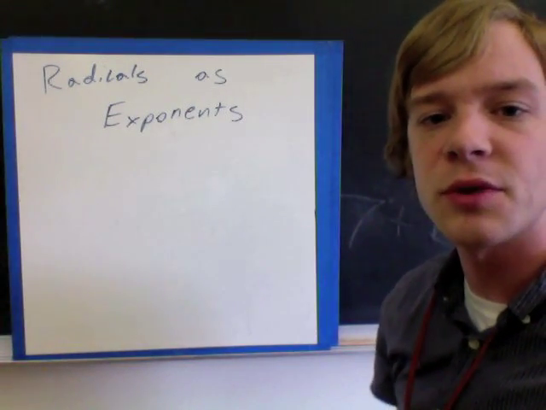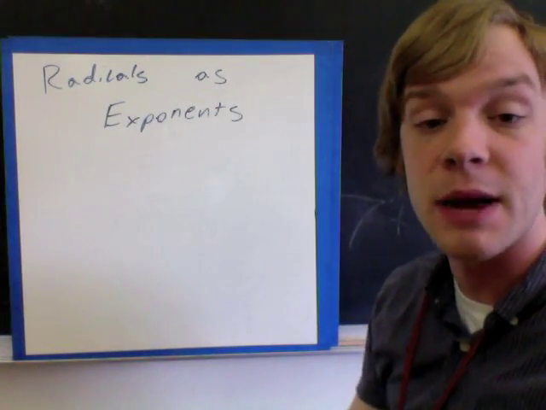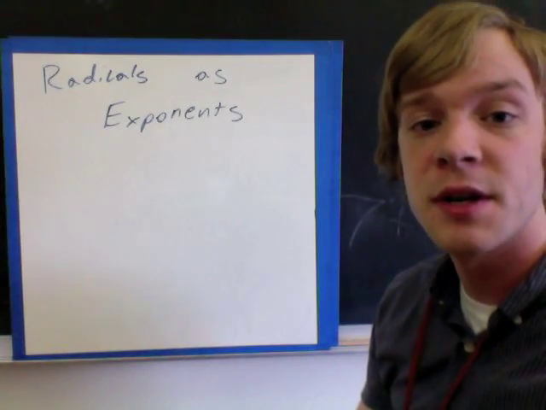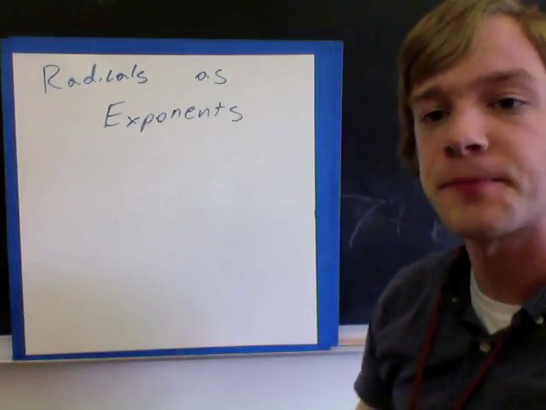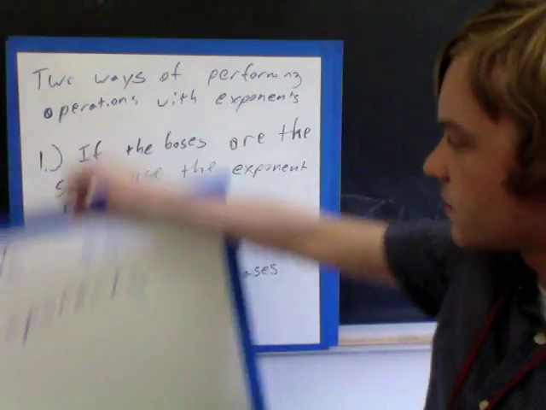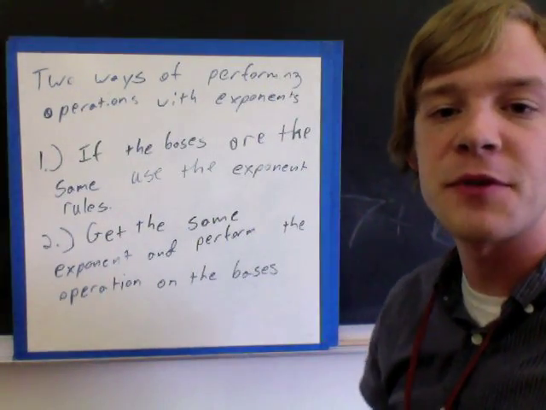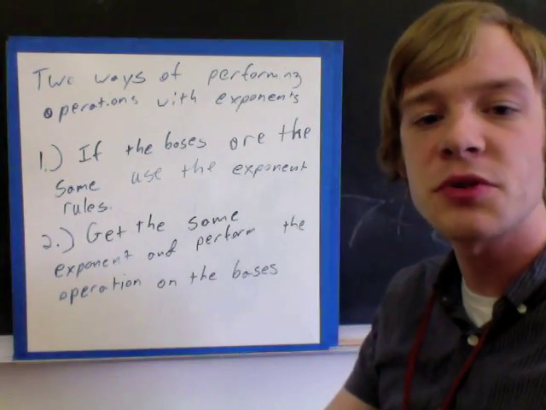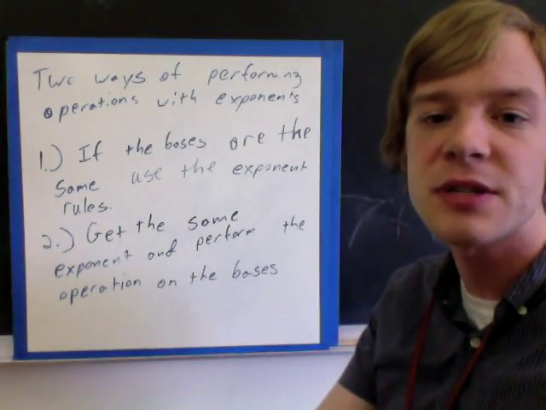Alright guys, today we're looking at more radicals as exponents, but now we're going to be looking at some operations that require us to be able to convert into exponential form. We've got two main ways of doing this. First off, if the bases are the same, we can use our regular exponent rules. That's going to be the main way that we're going to go through and do this.